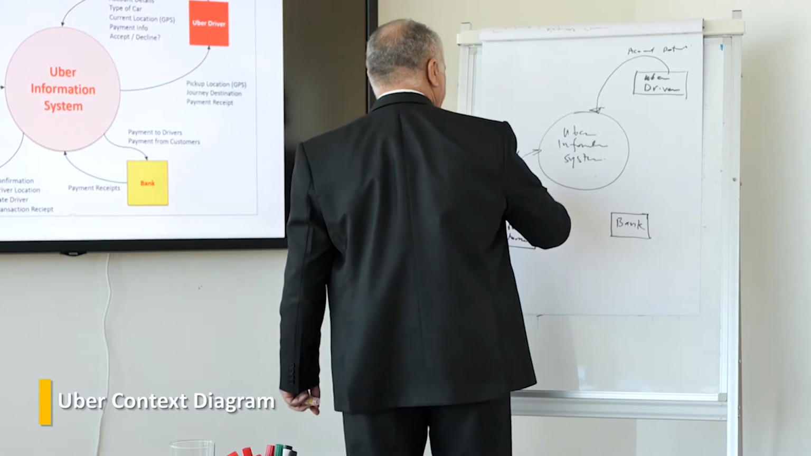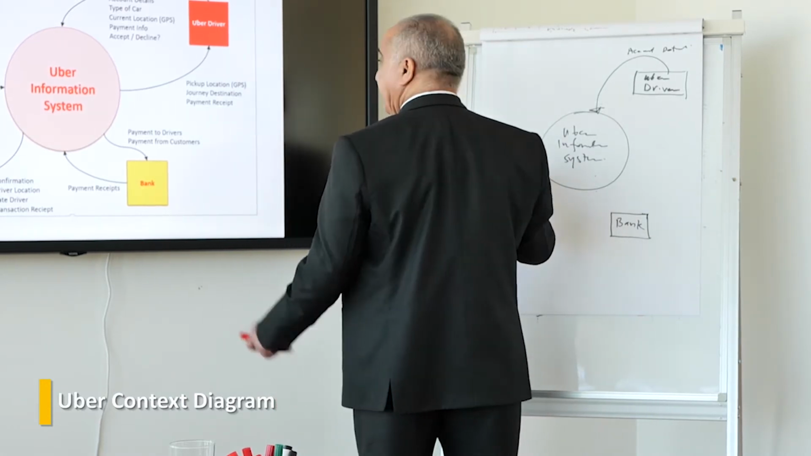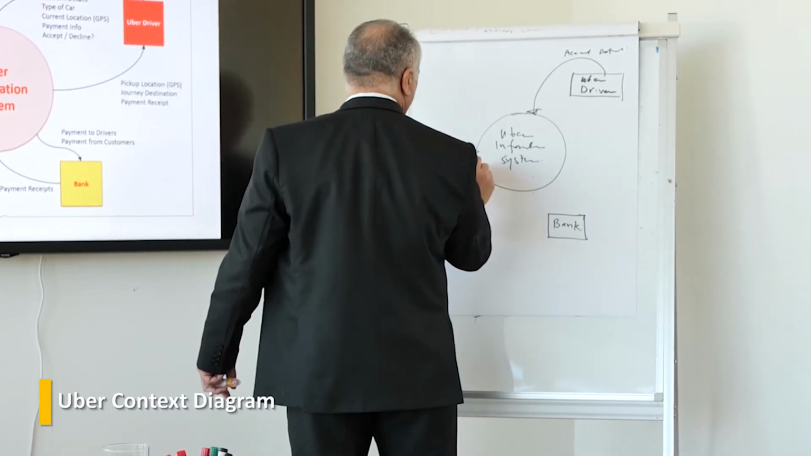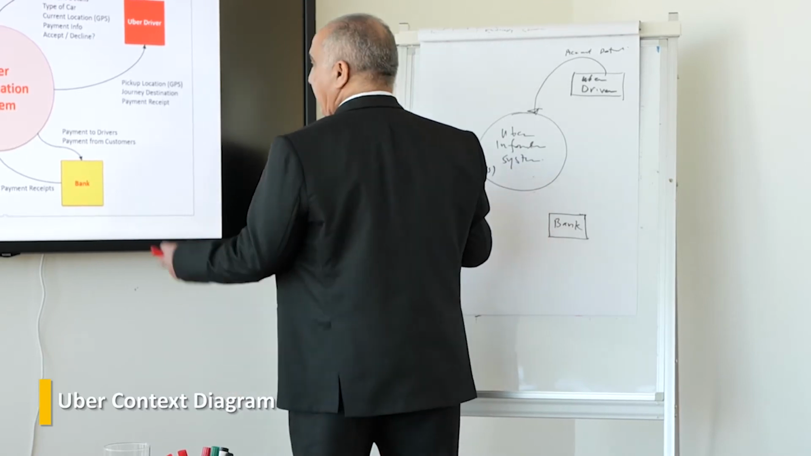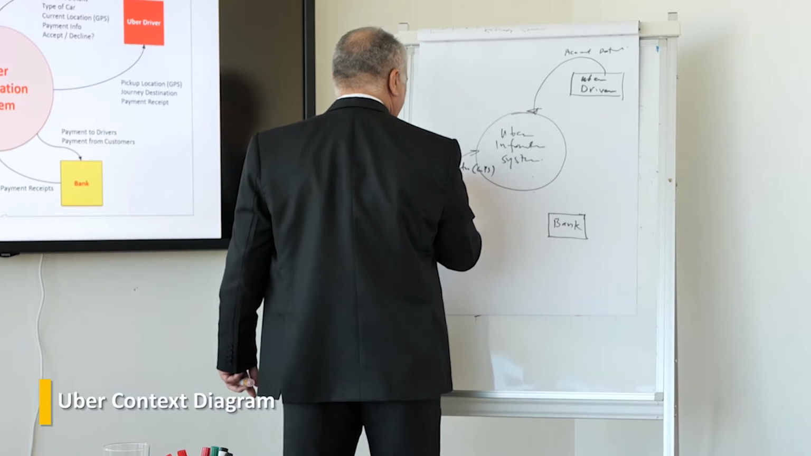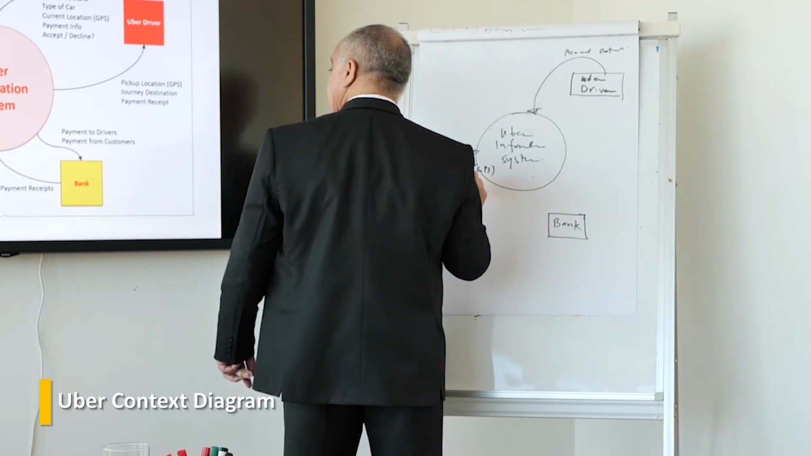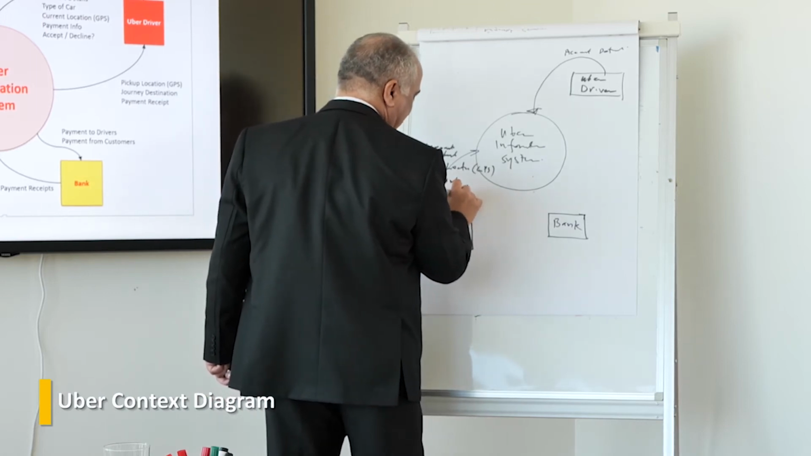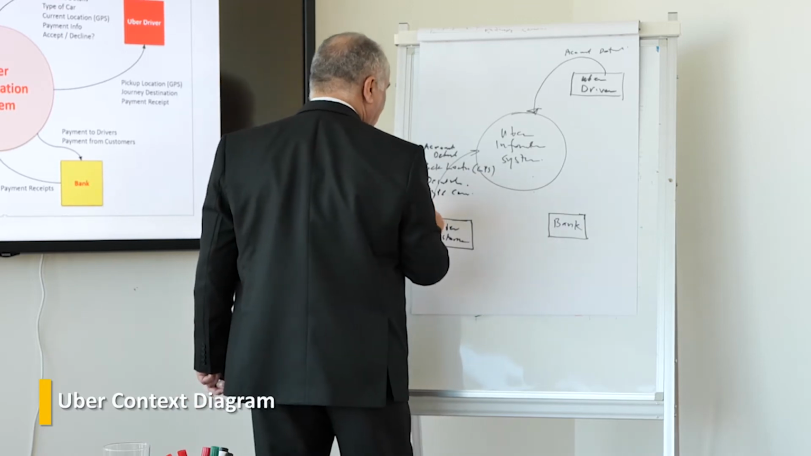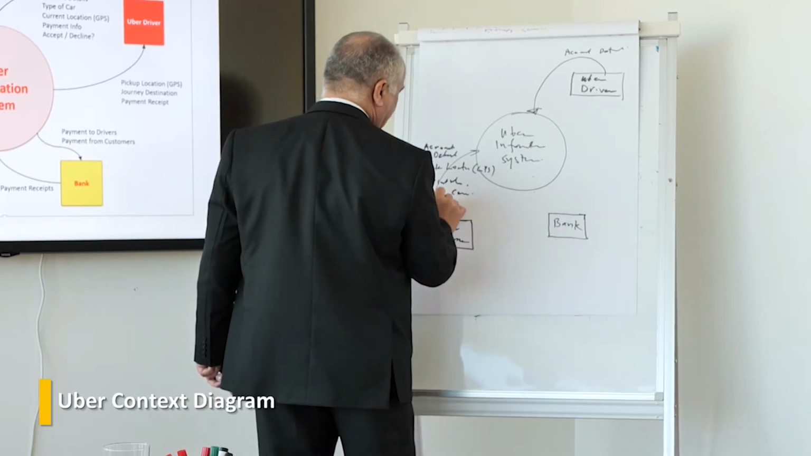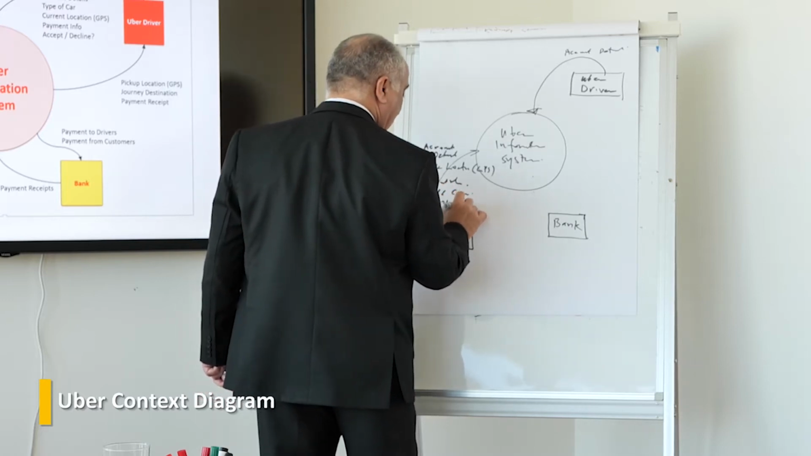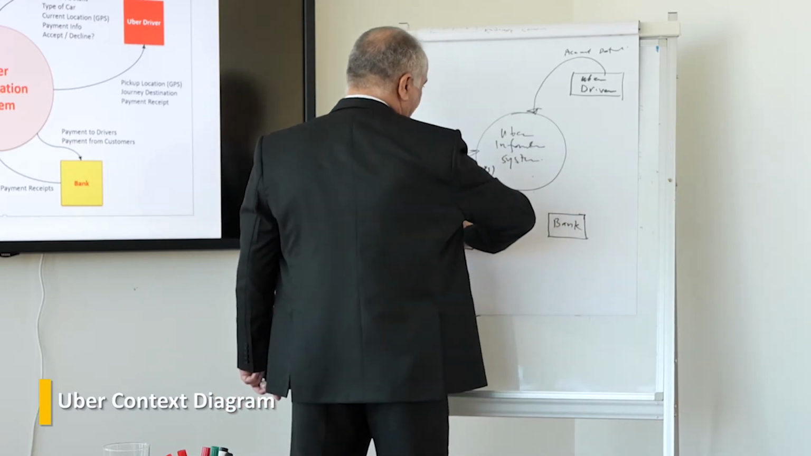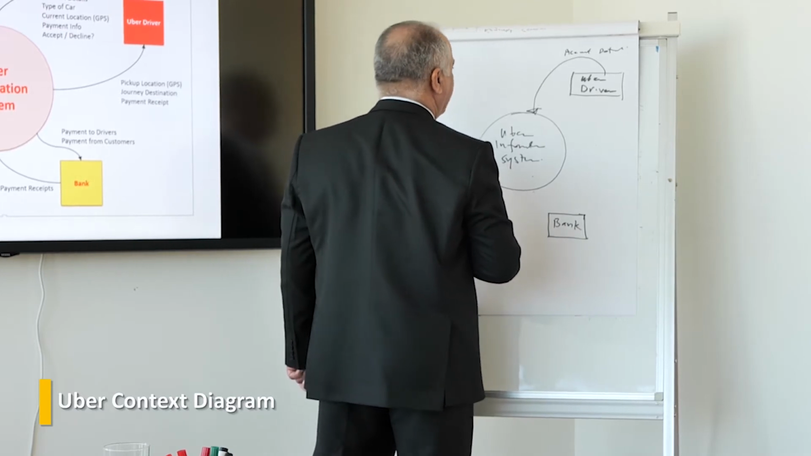Now, customers will also make a request for a pickup. In this case, we need to know the pickup location, and this is through GPS. We also need to know where this customer is going; this is the destination, where they desire to go. We need to know the type of car that they are requesting, and the type of payment: Visa, debit, or how they will pay. So this information will be fed from the customer to the Uber information system.